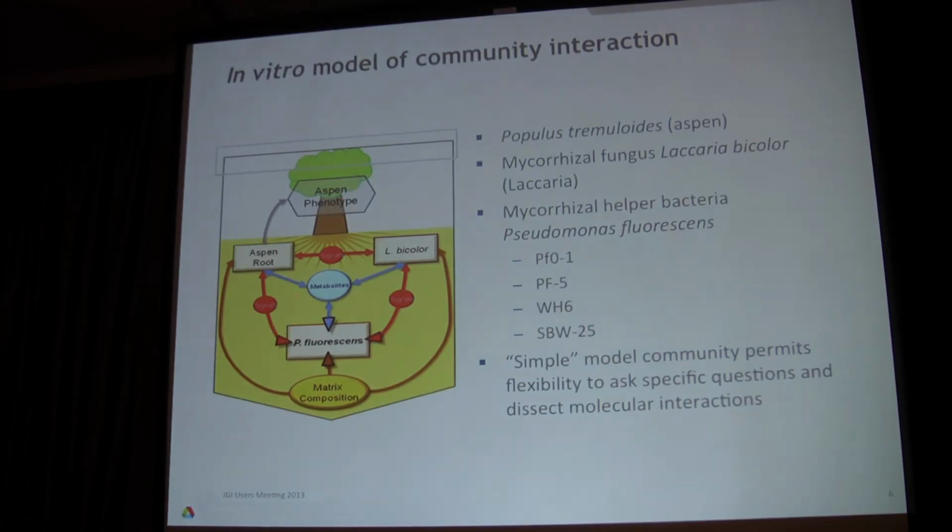An in vitro model of this system gives us tremendous power to dissect these interactions in a very tightly controlled manner. The organisms in the model I want to discuss today include the aspen tree, the ectomycorrhizal fungus Laccaria, four flavors of mycorrhizal helper bacteria, four strains of Pseudomonas fluorescens. This simple model lets us mix and match community members, have absolute control over the media matrix, and measure very specific phenotypes of the resulting aspen trees.